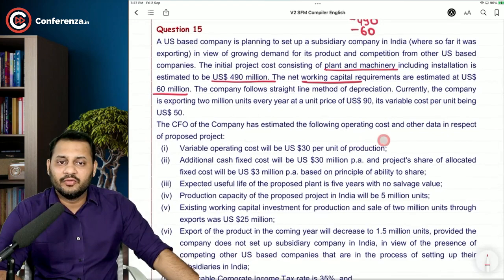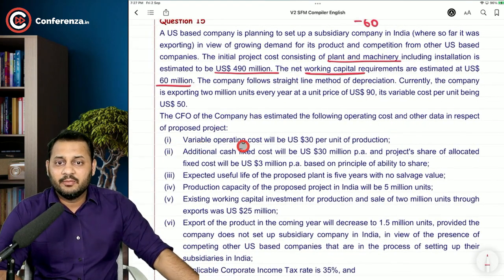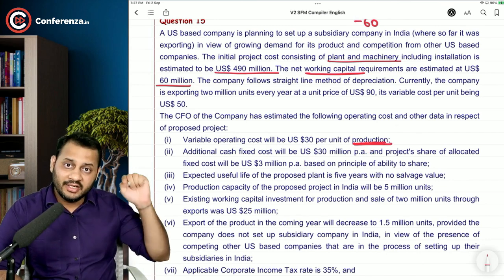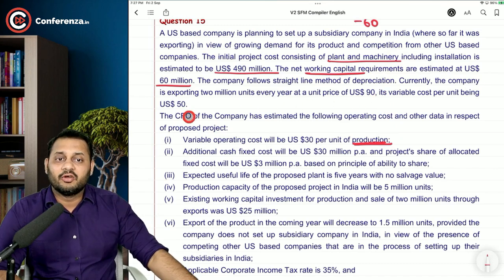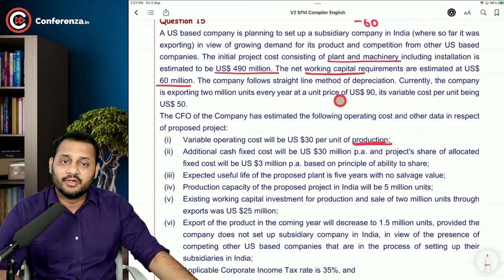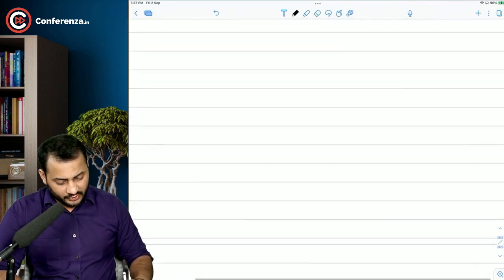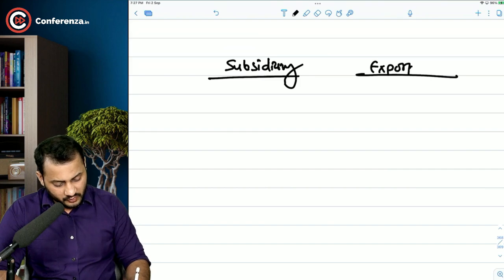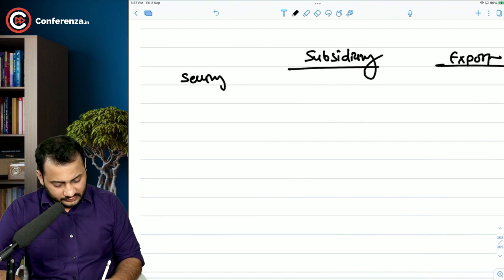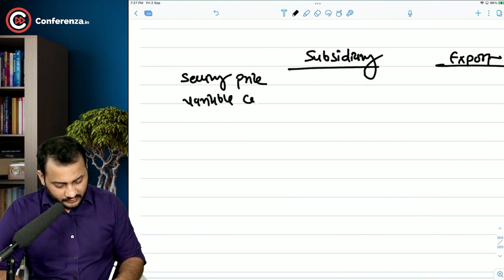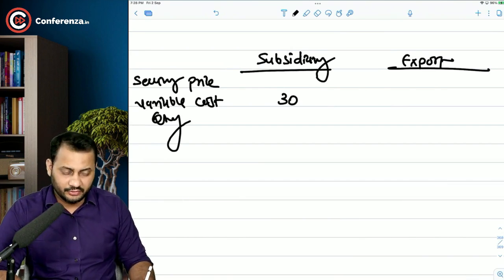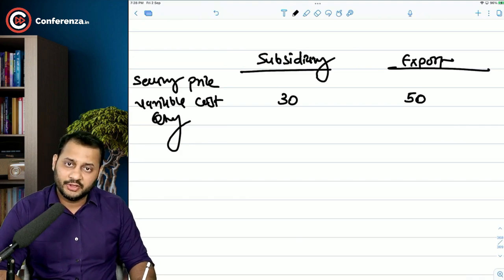CFO of the company has estimated the following operating cost and other data in respect of the following project. Variable operating cost will be $30 per unit of production in India. Right now it is $50. If you produce the goods in US and export it to India, it is costing you $50. Now it will cost only $30. I think what we can do is, so this is the subsidiary and this is export. So the very first thing is selling price, variable cost, quantity. So variable cost, I can clearly see it is $30 if we produce the goods in India, and it is $50 if we produce the goods in US and then export it.